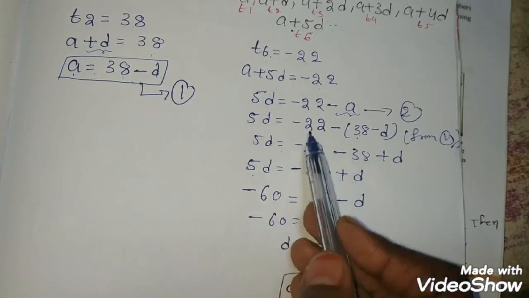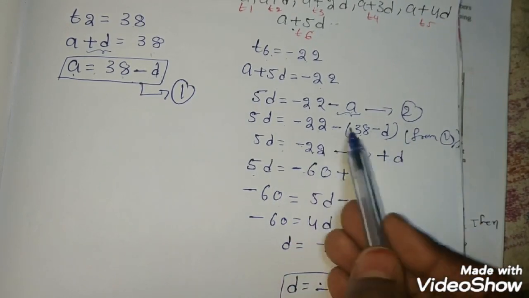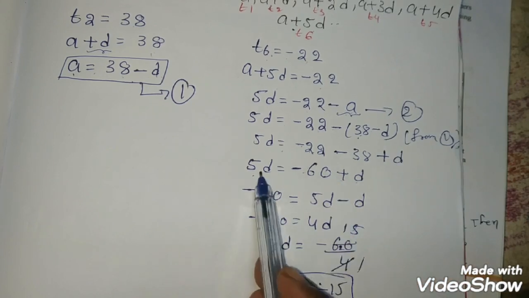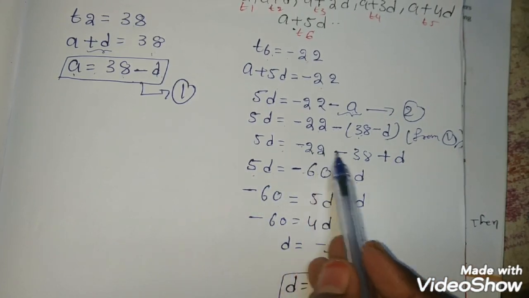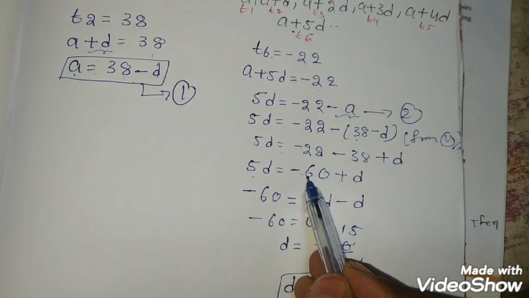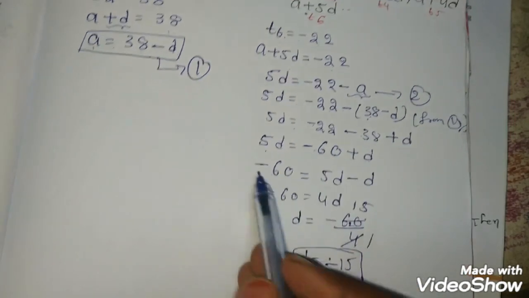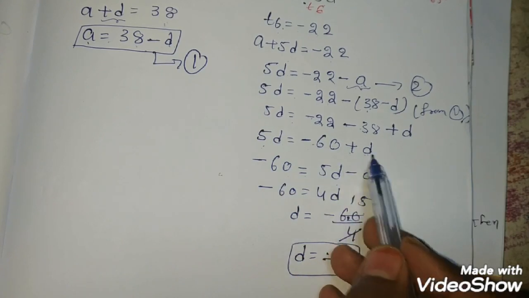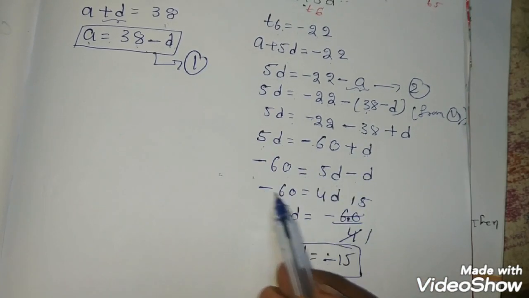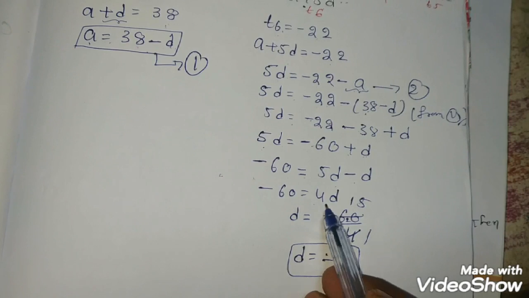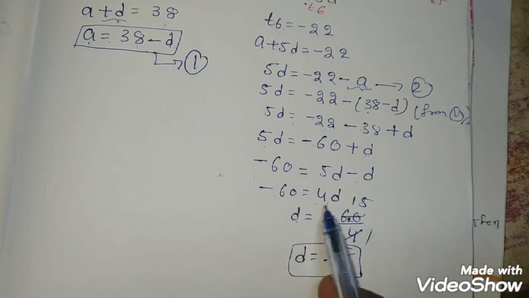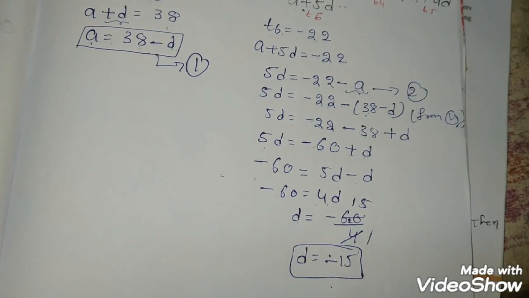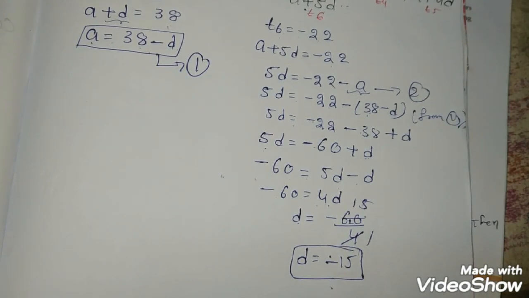So 5D is equal to minus 22 minus 38 minus into minus, plus D. 5D is equal to minus 22 minus 38, which will become minus 60, plus D. So minus 60 is equal to 5D, and minus D will become 4D. So D is equal to what? Minus 60 divided by 4. What we get? The common difference is minus 15.